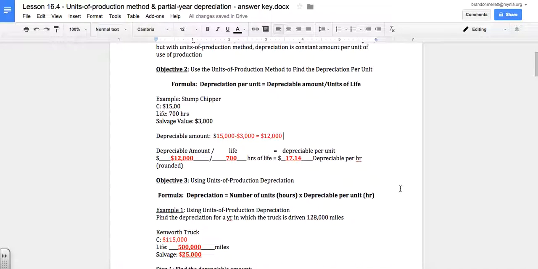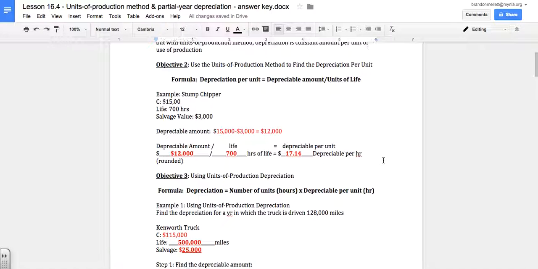Then from here, we can start using our formula. Depreciable amount divided by units of life equals the depreciation per unit. So we would take the depreciation of $12,000 divided by 700 hours of life, and we'd figure out that for every hour that this stump chipper is used, it's going to depreciate $17.14. So pretty simple on how this works.